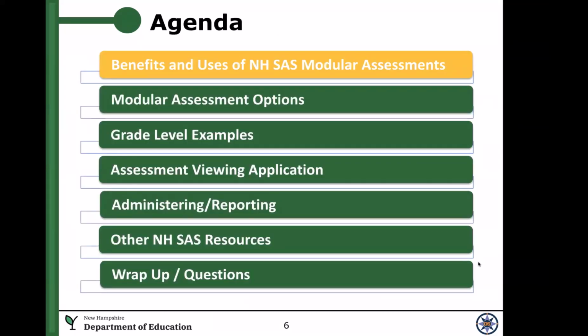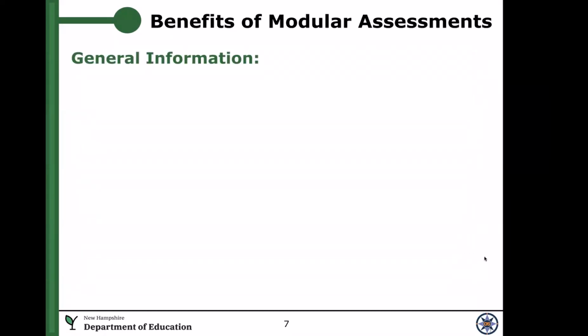So first things first, just to make sure you understand what the modular assessments are and what the benefits of using them are, I'm going to go through some general information here for you. First off, they are short periodic assessments. Specifically for grades 1 and 2, there can be anywhere from 6 questions to maybe 10 questions, maybe a few more, but there's not a lot of questions on the assessments in general.